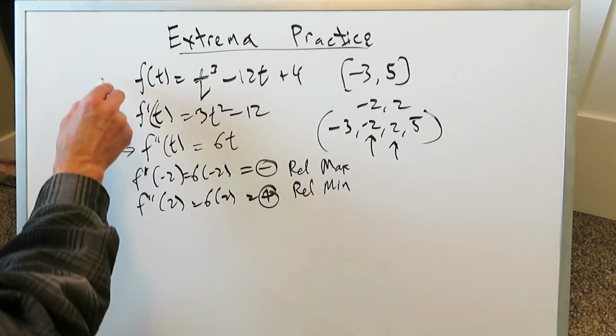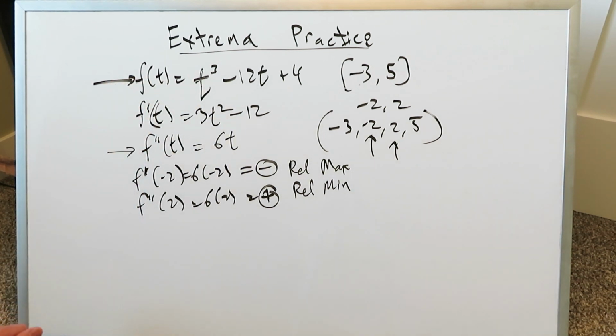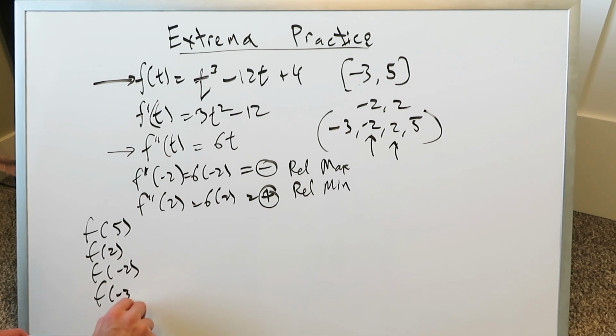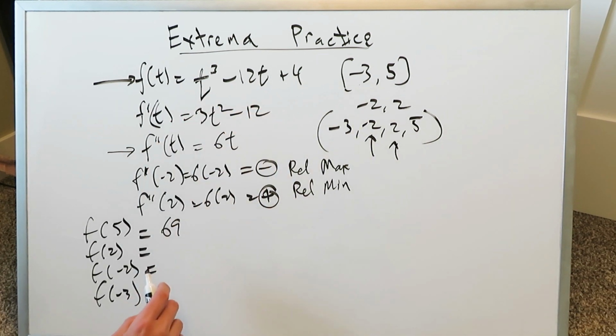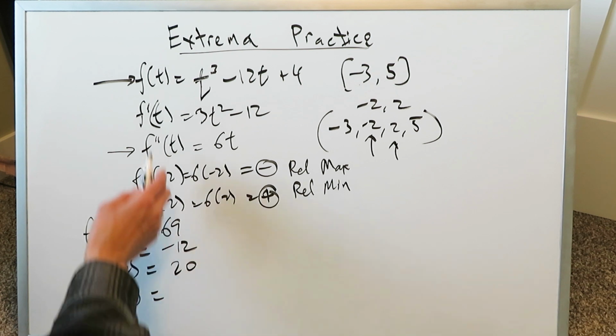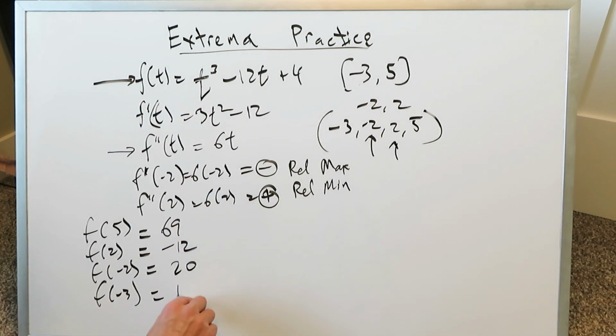But I want to put everything in here to see what exactly is true, what is not, absolute or not. And I'll do everything here in order: f of 5, f of 2, f of minus 2, and f of minus 3 in your original function. When you put f of 5, you get a pretty large number, 69. When you put f of 2, you get minus 12. When you put f of minus 2, you get a positive 20. When you put f of minus 3, you end up getting 13.